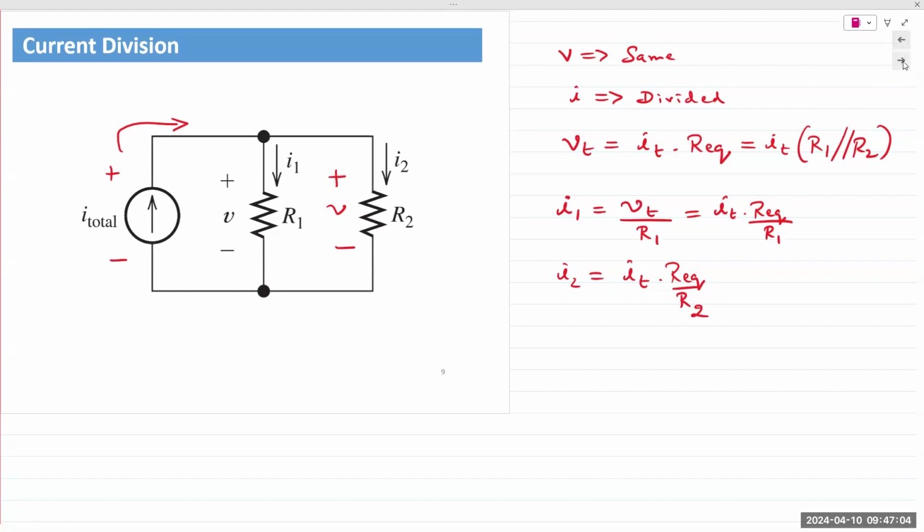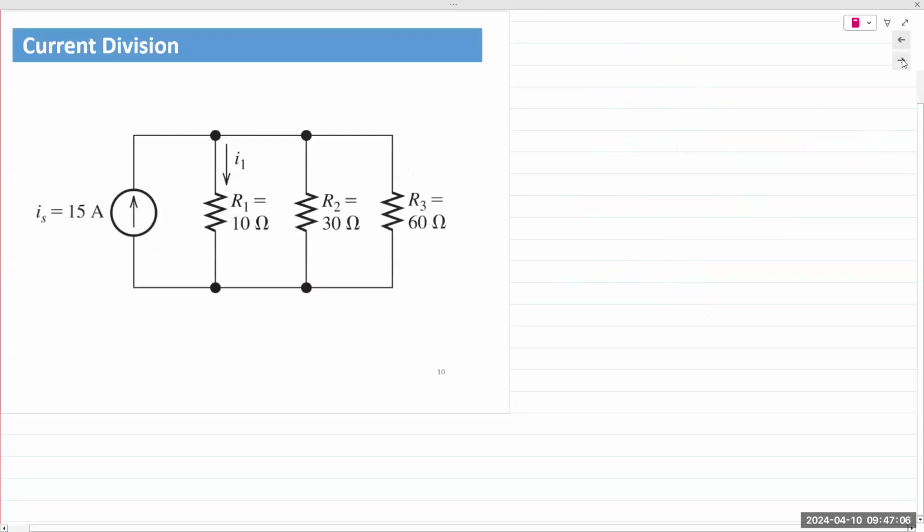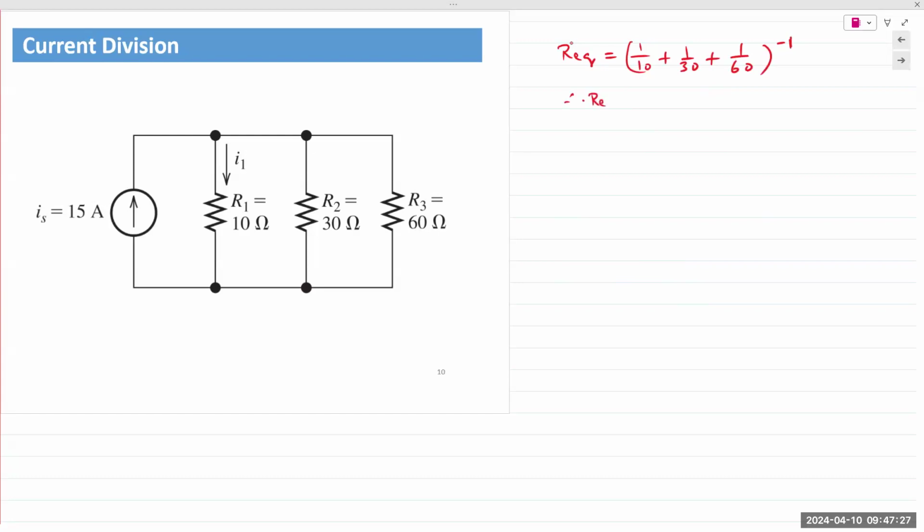Then let's look at an example. 10, 30, and 60. Take out your calculators. Tell me what Req is. Req should be 1 over 10 plus 1 over 30 plus 1 over 60. Anyone online who is doing this calculation? What answers do you receive?